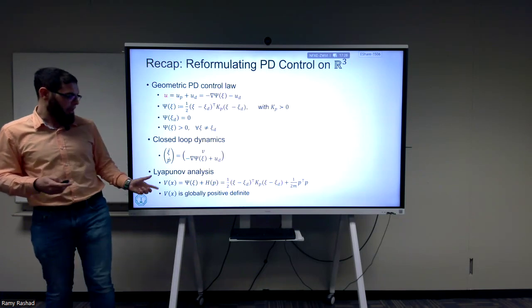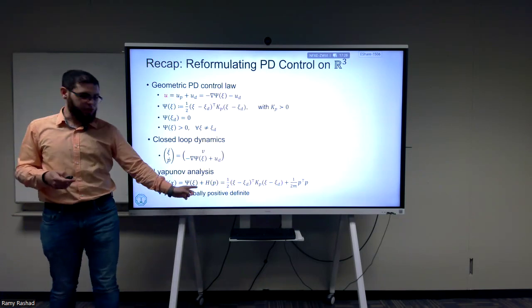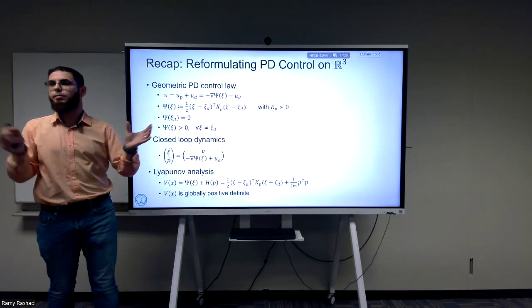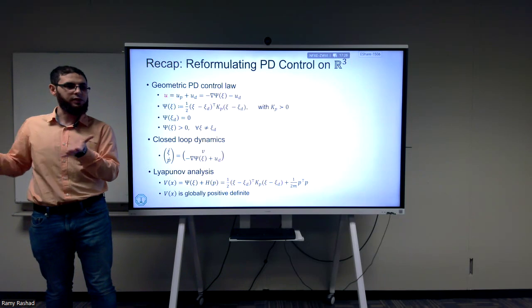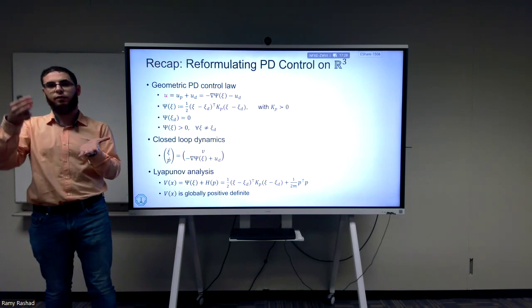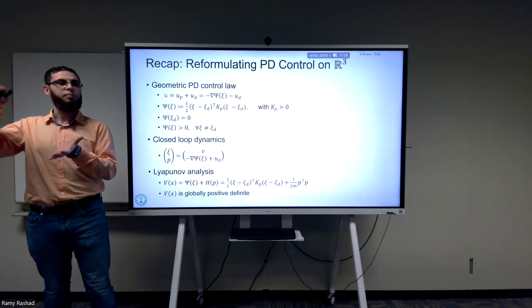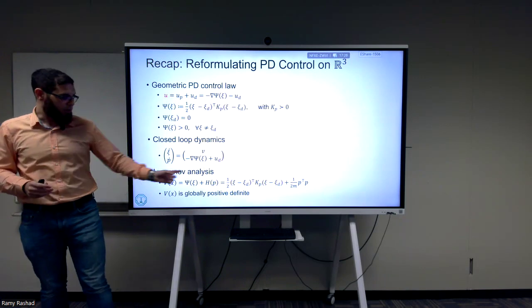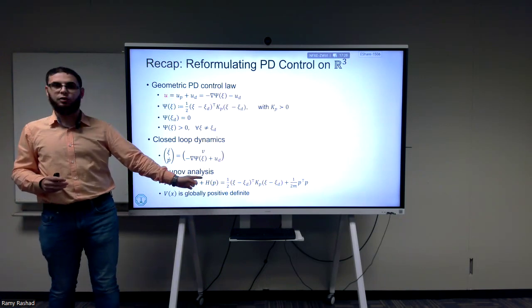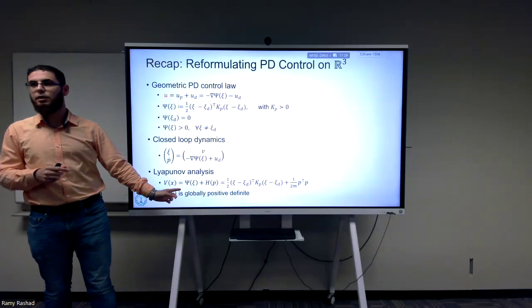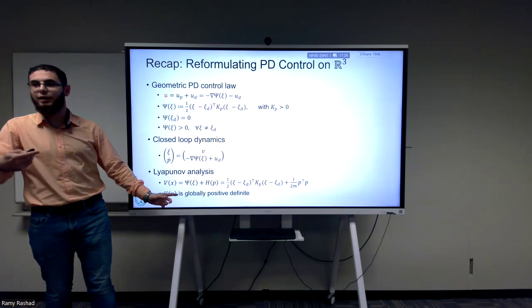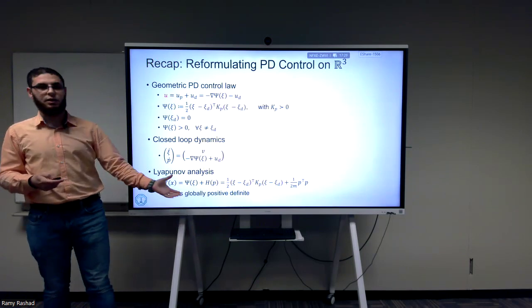If we look at the Lyapunov analysis by taking the sum of the original energy of the system, in the case of the point mass, it was just half m v squared, half m v transpose v. If you write it in terms of the momentum, it's 1 over 2m p transpose p. So we take this original Hamiltonian, this original energy, and then we add to it this capital psi, as this potential function that we added from the controller. First, we have this as a global positive definite.